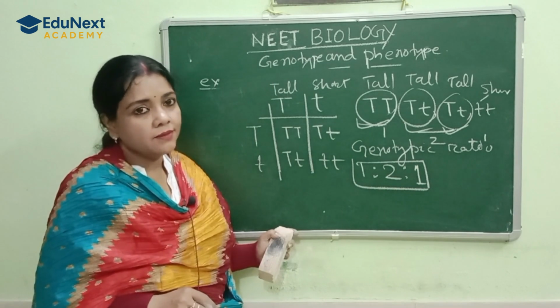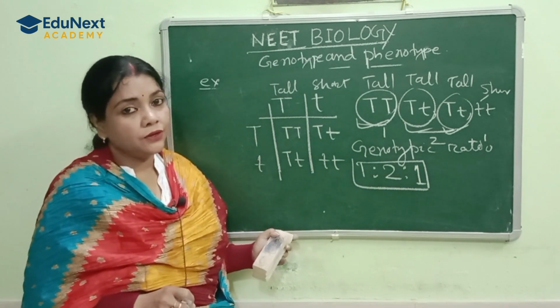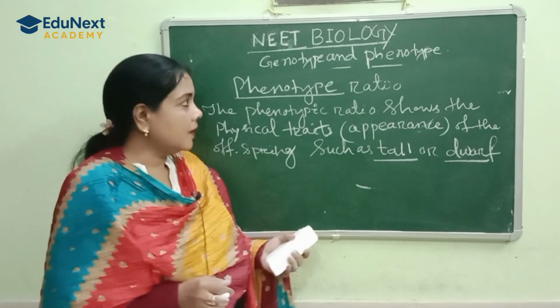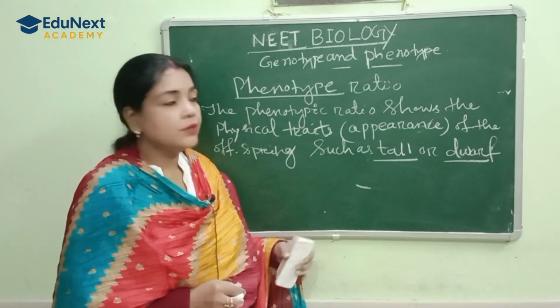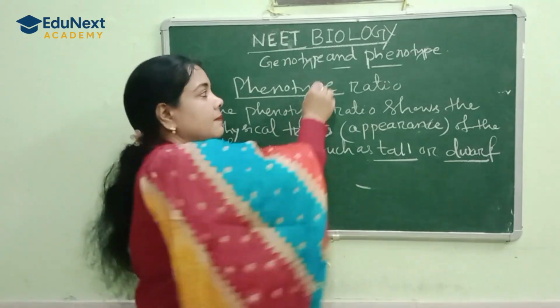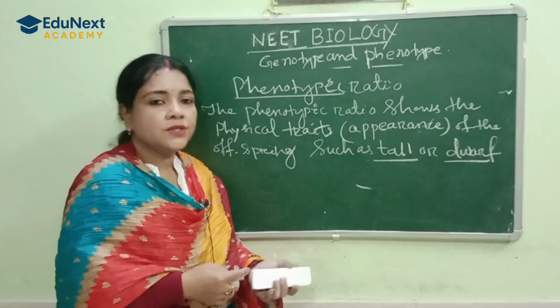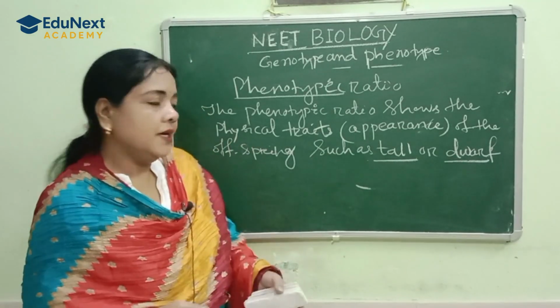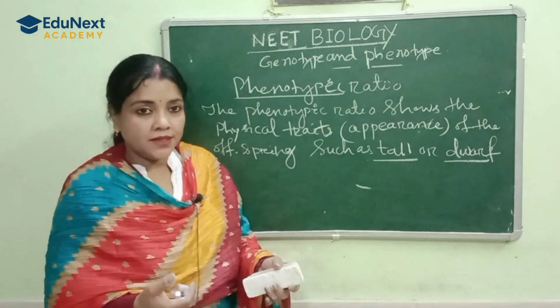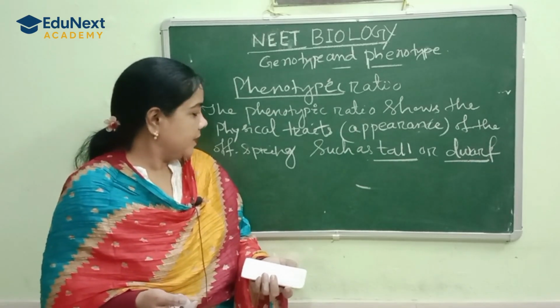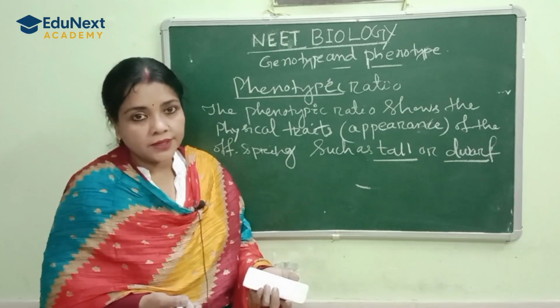Now let us discuss the phenotypic ratio. The phenotypic ratio shows the physical traits, meaning the appearance, how a child looks, such as tall, dwarf, etc.